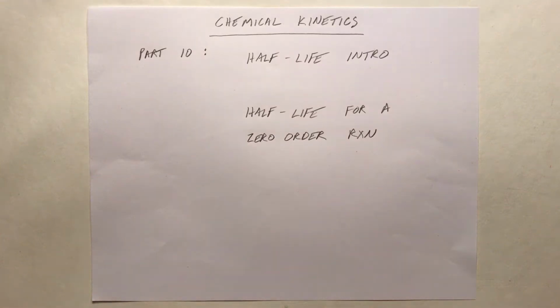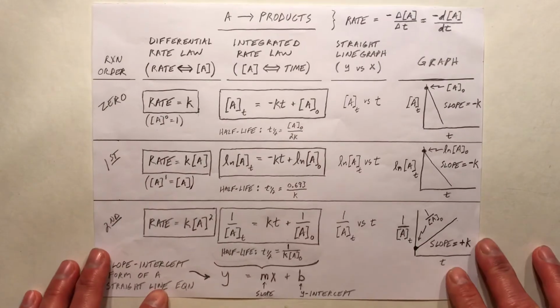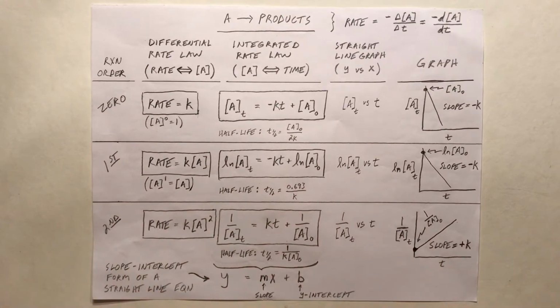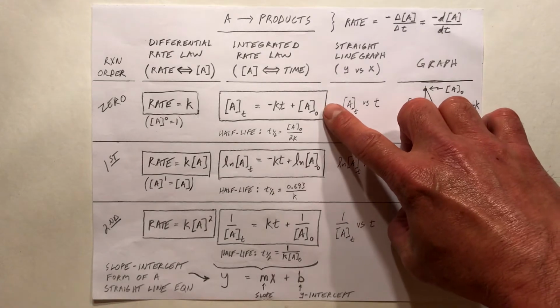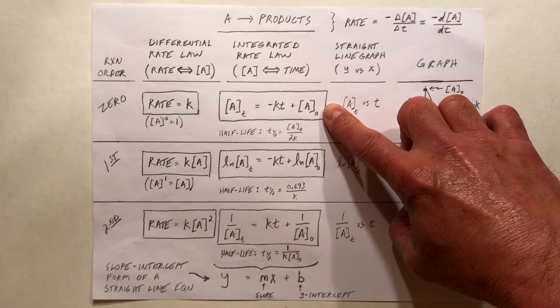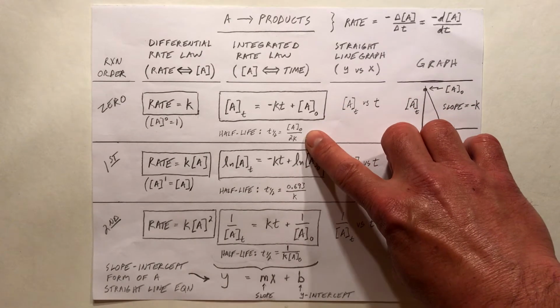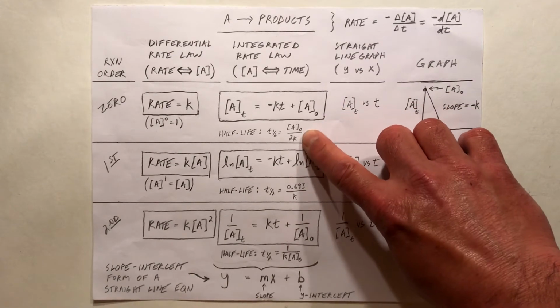Chemical Kinetics Part 10, Half-Life Introduction and Half-Life for a Zero-Order Reaction. Here's a sheet with all of the important equations that you would need to do calculations for chemical kinetics. In this video, we're going to take a look at how you can take the integrated rate law for a zero-order reaction and turn it into the half-life equation that you see right here.